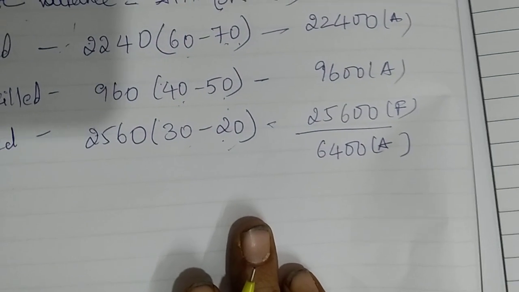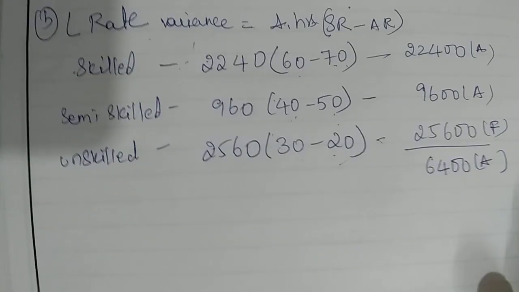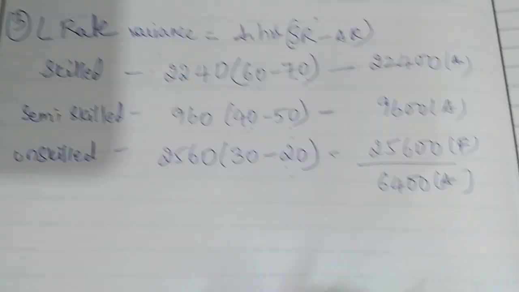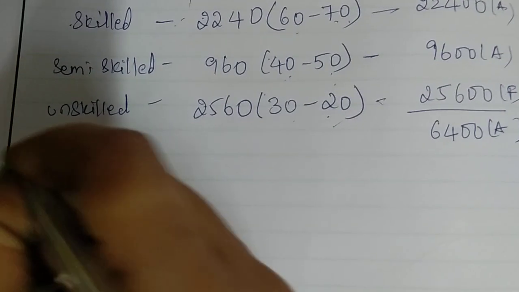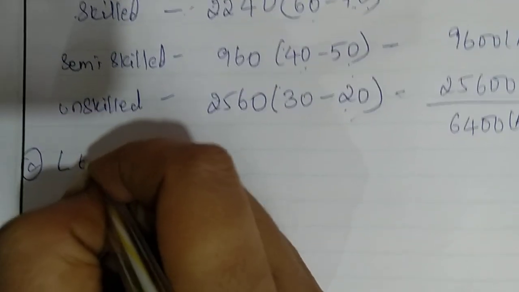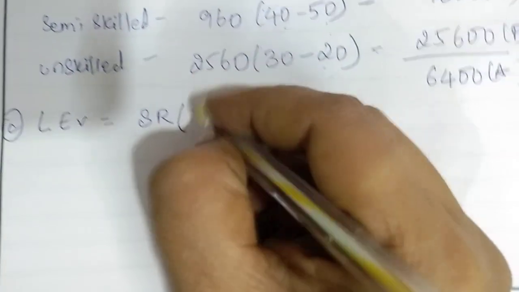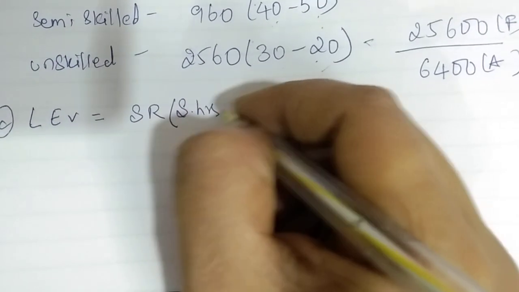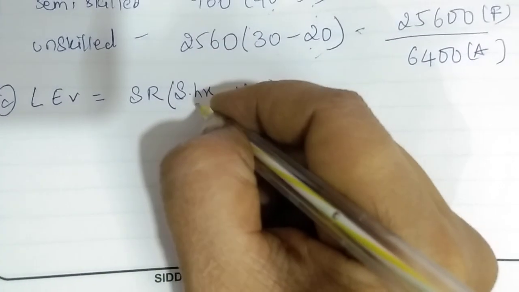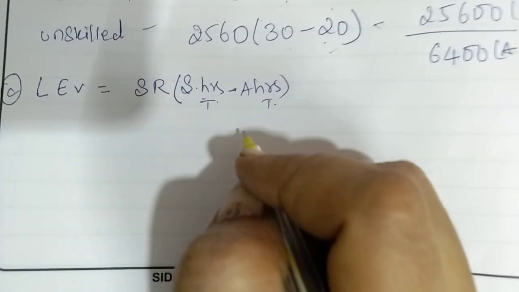So this is how I got to know about my labor rate variance. Now in the same pattern, we are going to find it out for our efficiency variance also. The next one I'm going to find out is my labor efficiency variance, which is standard rate into standard hours minus actual hours, or else I'm going to use time in place of hours: standard time minus actual time.